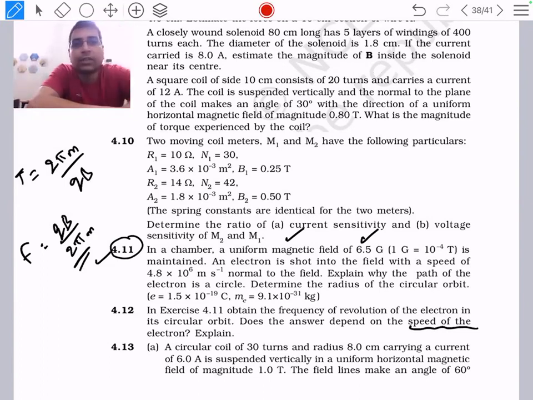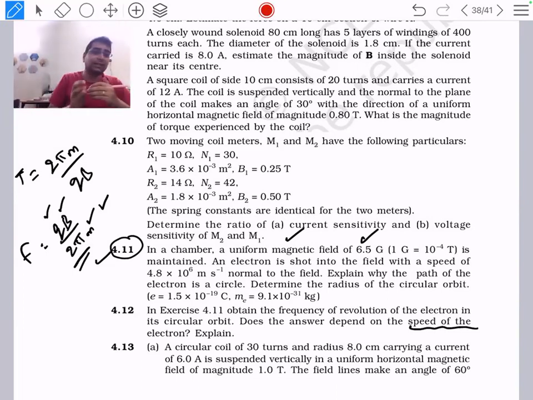And I told you there is a name for this frequency also. What is it? It's called the cyclotron frequency. That's right. So now again, you know the charge, you know the magnetic field, and you know the mass of the particle. Everything you're going to substitute in this, you're going to get the frequency. That's the frequency of revolution of the electron in the circular orbit. Second part of the question: does the answer depend on the speed of the electron?